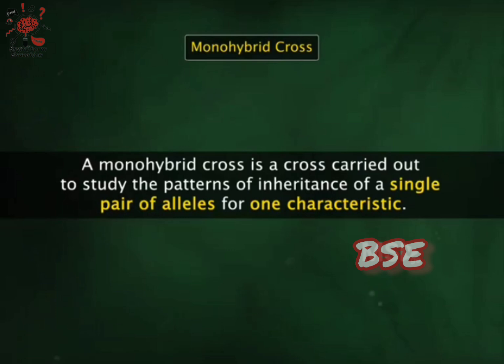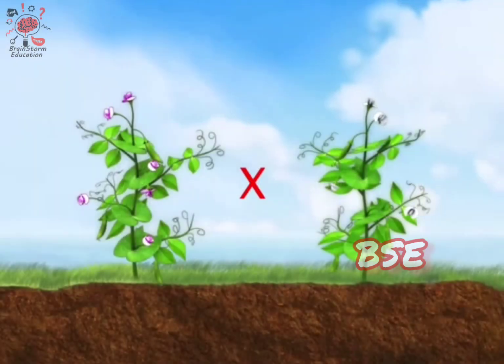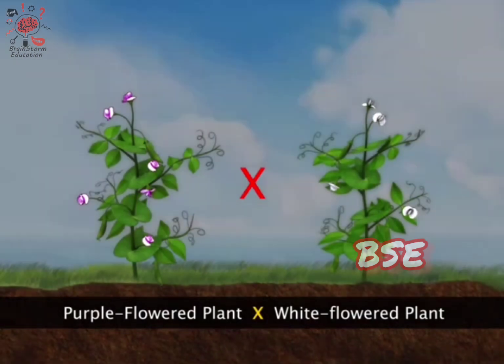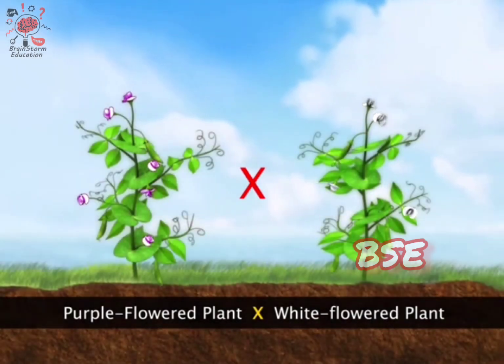Monohybrid cross. A cross between two individuals which is performed to study the patterns of inheritance of a single pair of alleles for one characteristic. For example, a cross between purple-flowered and white-flowered pea plants to study the patterns of inheritance of alleles for flower color is a monohybrid cross.